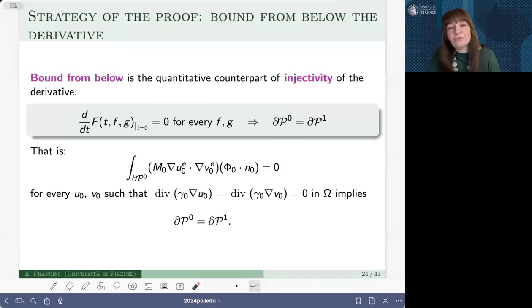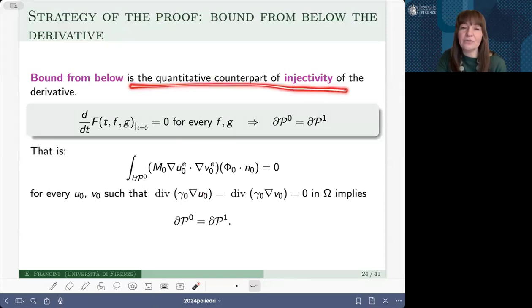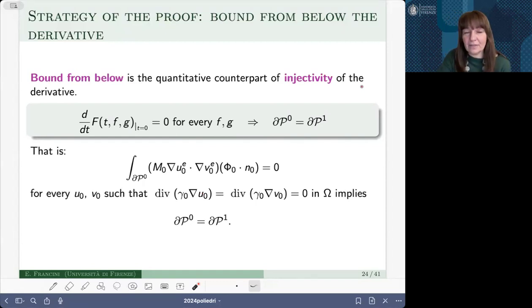So the bound from below of the derivative is the quantitative counterpart of the injectivity of the derivative. It's more complicated, so what I'm trying to explain is why we get injectivity of the derivative. And this method I'm going to use can be quantified, so as to have an actual bound from below of the derivative. But what I will try to show you is just injectivity of this derivative.